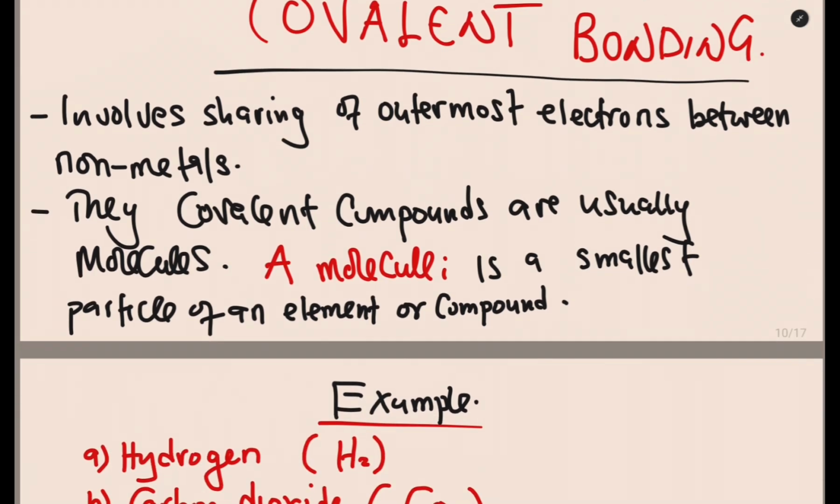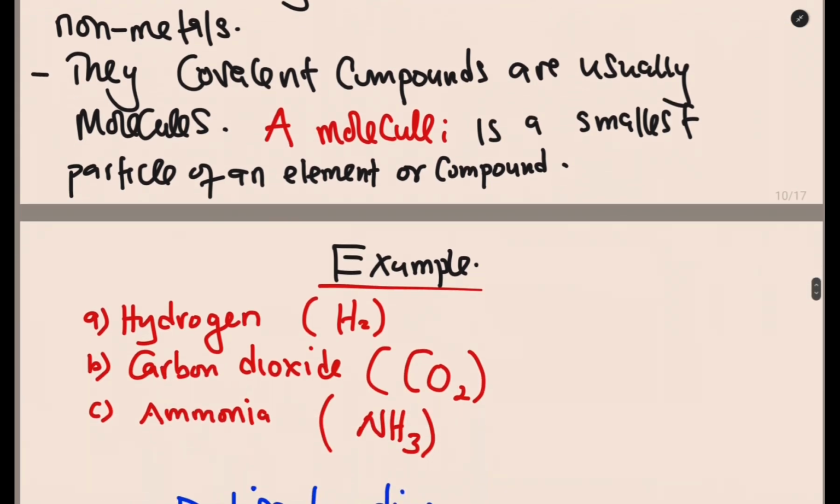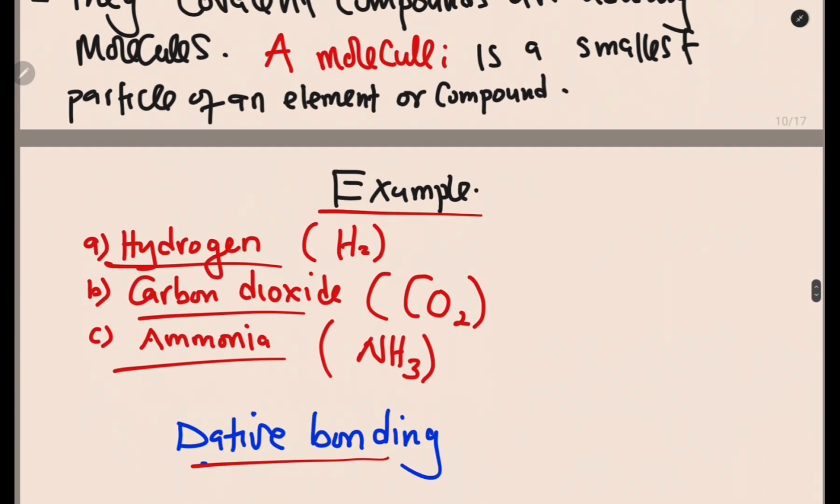A molecule is just the simplest particle of an element or a compound. That is how we define a molecule. What are some of the molecules that are formed by covalent bonding? We have hydrogen, carbon dioxide, ammonia. Now, how are they formed? Look at this: sharing of electrons.